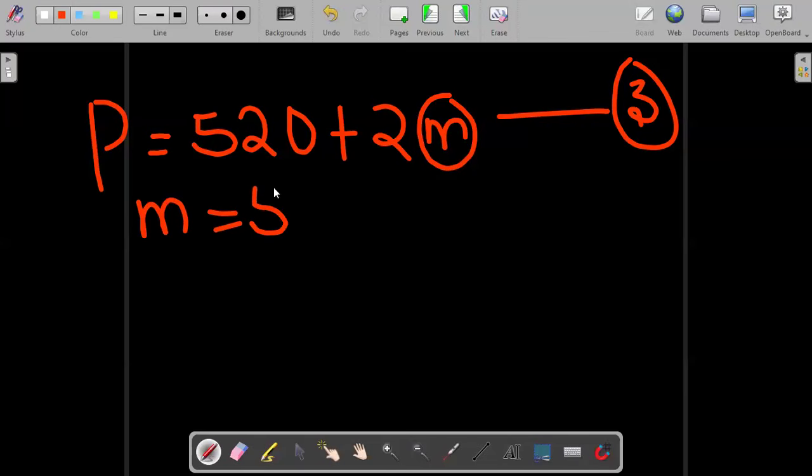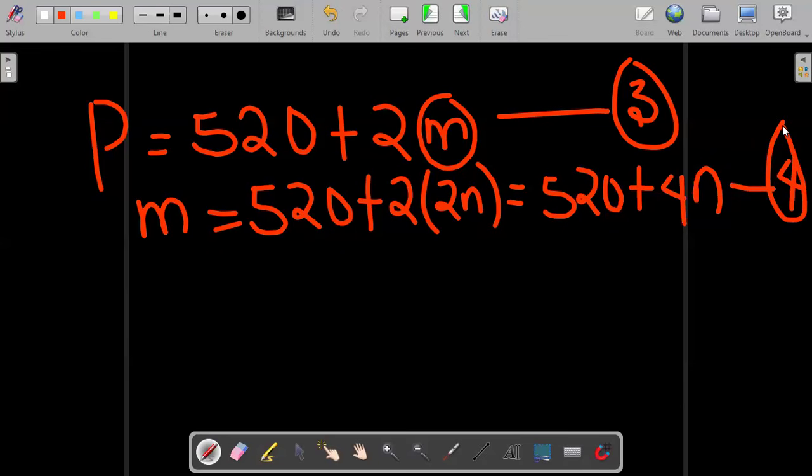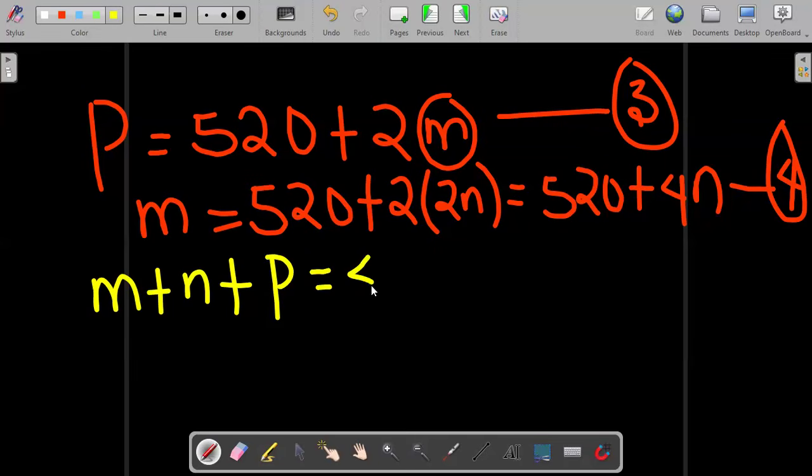So look at M here. I will now find 520 plus 2 bracket. My M is 2N, so this will be written as 520 plus 4N. Let's call it equation 4. So I'm going to put the value of M now. Remember, equation 1 says M plus N plus P is equal to 4,580.